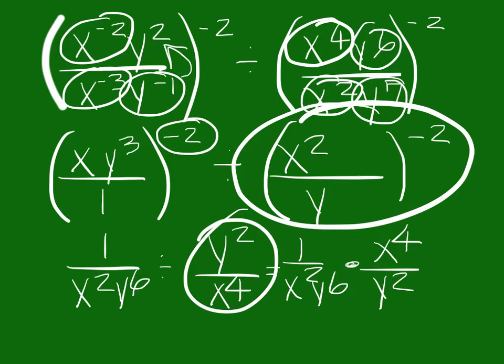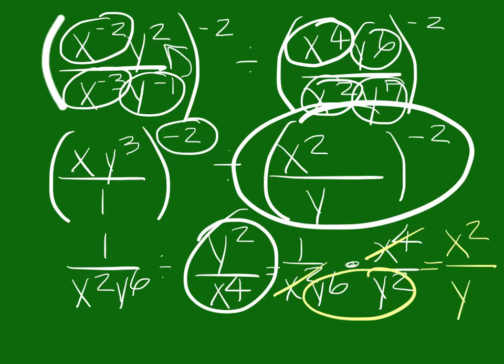And we can do some simplifying here. You have x to the fourth over x to the second. That's just x to the second on the top. And these combine to make y to the eighth on the bottom.